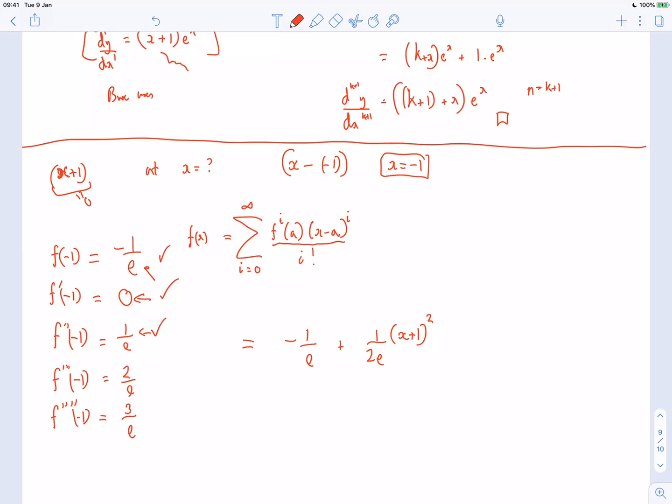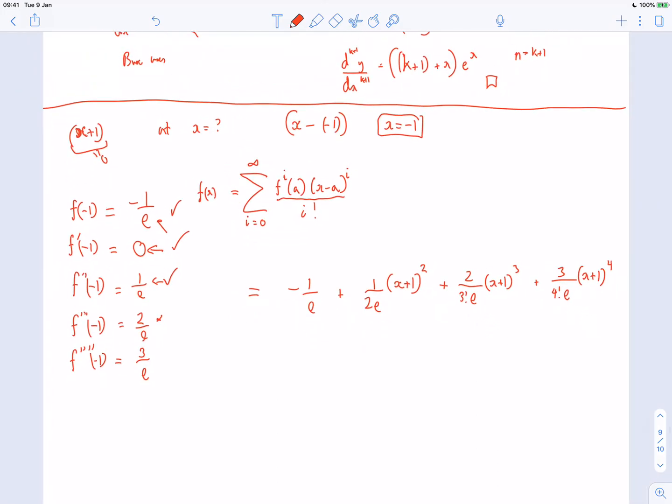So that term's done. For the third one, I've got f triple dashed when I sub in minus 1 is 2 over e. But then I've got to divide by 3 factorial. And then this is going to be x plus 1 to the 3. And then for the last one, I've got 3 over e, and then I've got a 4 factorial there. And then I'm going to have x plus 1 to the power 4.